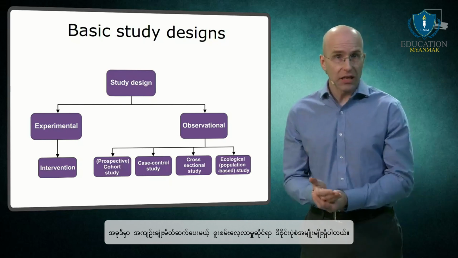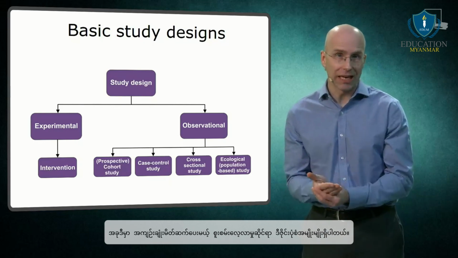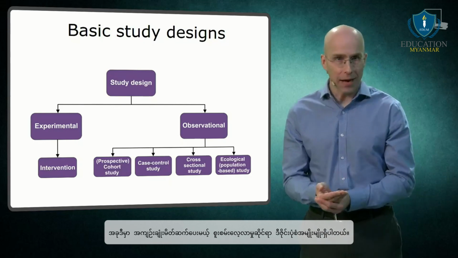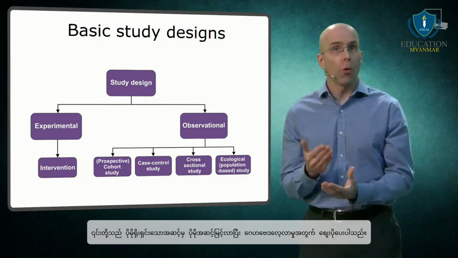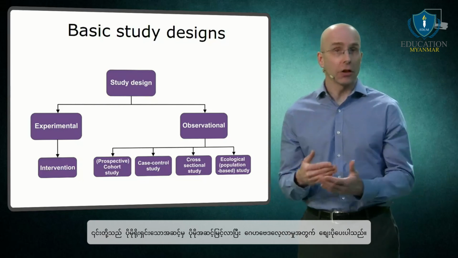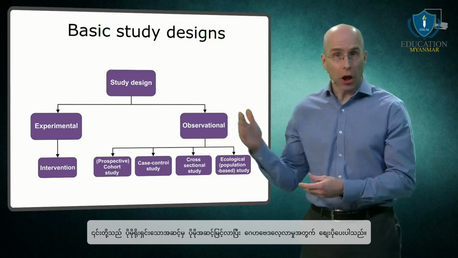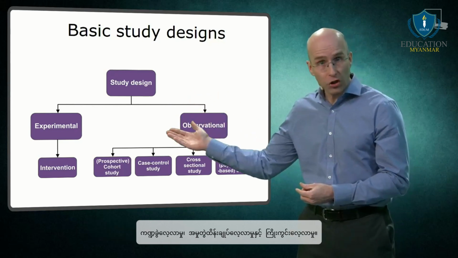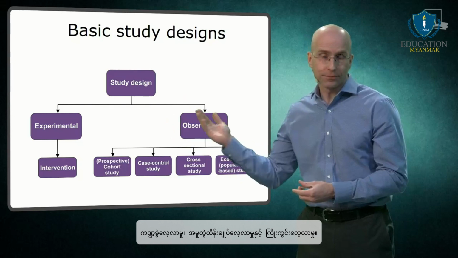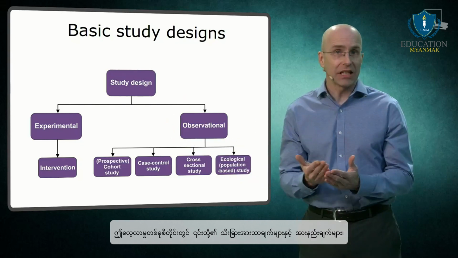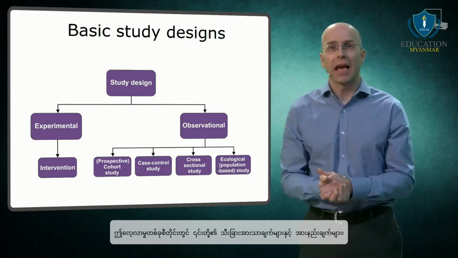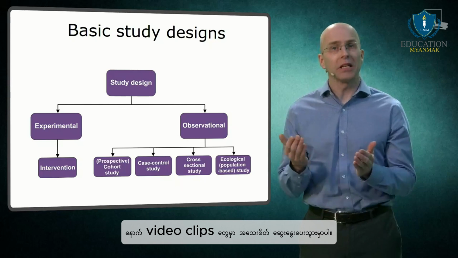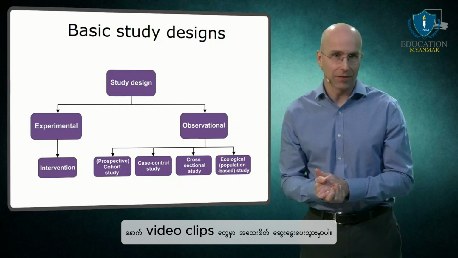Now, there are different types of observational research designs that I will briefly introduce here. They are from more simple to more advanced and also more expensive: the ecological study, the cross-sectional study, the case-control study, and the cohort study. Each of these studies has its specific advantages and disadvantages, which will be discussed in more detail in the next set of video clips.